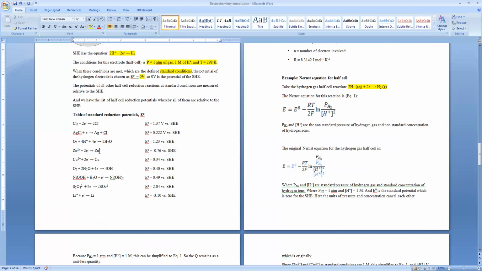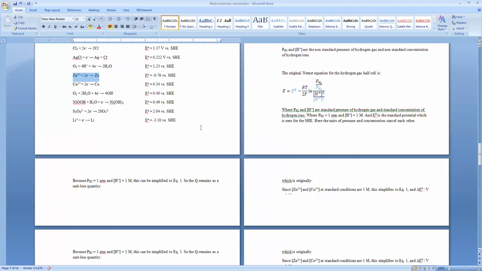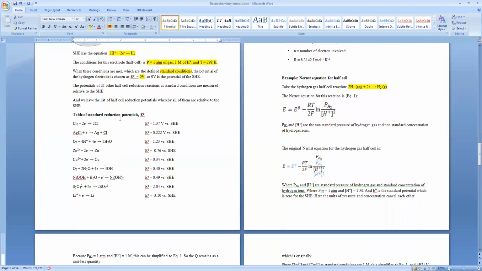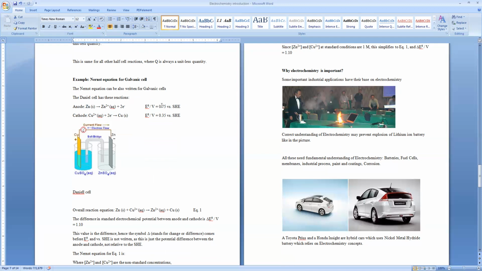But when you reverse this to become an oxidation, then the sign is reversed. So from negative you get positive. So when you reverse it to become zinc 2 plus, this is the oxidation reaction. Whereas in the table, all the reactions are written as reduction reactions, so all of them have this value. But when you reverse it to become an oxidation reaction, the sign will be reversed, from negative to positive. So that's why here it goes from negative to positive.